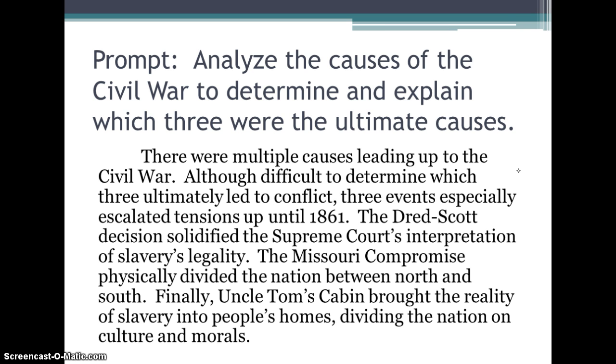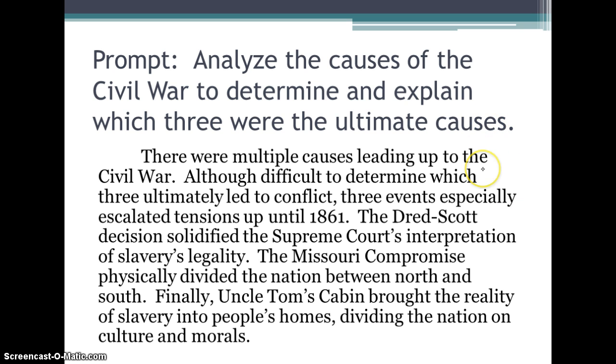For example, if you had a prompt for U.S. History 1 that said to analyze the causes of the Civil War to determine and explain which three were the ultimate causes, you could start off by saying there were multiple causes leading up to the Civil War. That's basically rephrasing the prompt. Although difficult to determine which three ultimately led to the conflict, three events especially escalated tensions up until 1861, restating the prompt.